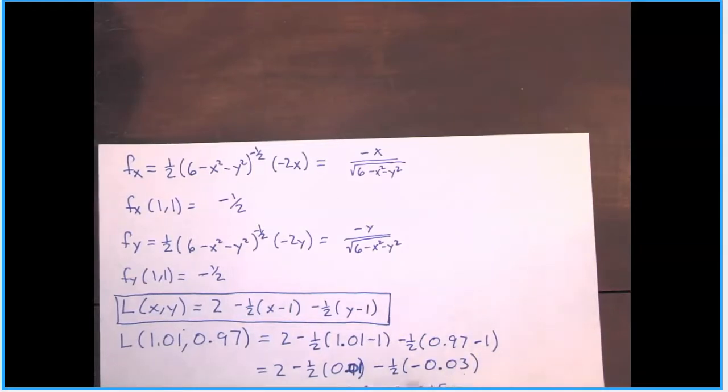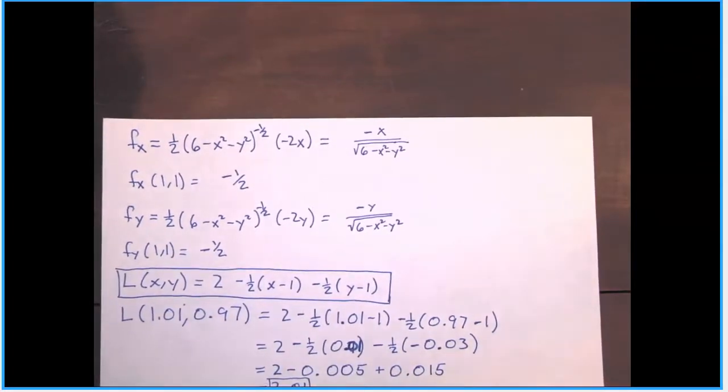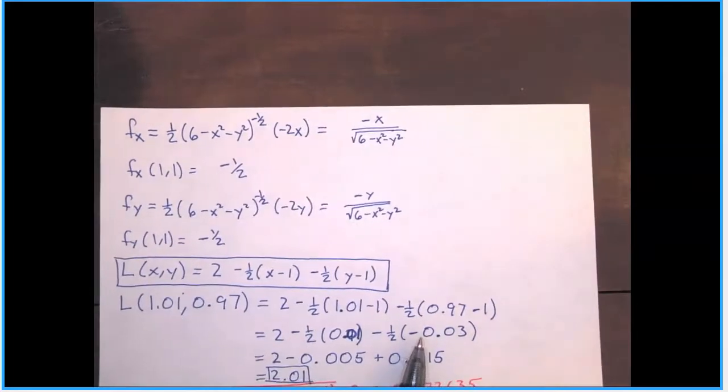The only difficult part here is I have to multiply these by a half, but I'm sure you can do that. Just divide each of these terms by 2. I get 2 minus 5 thousandths plus 15 thousandths. So this really is 2 plus 100th, which is 2.01. And that's my answer. That's the approximate function value at (1.01, 0.97).